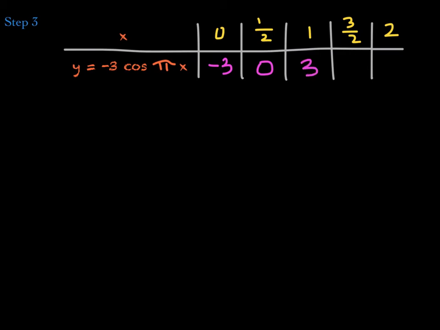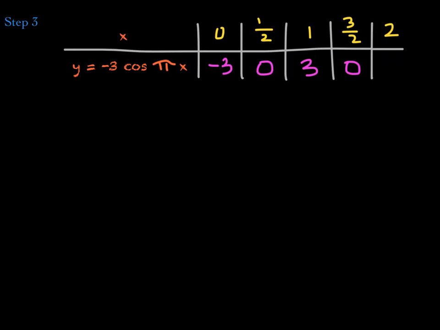Notice the pattern. Minimum, x-intercept, maximum. I expect to get an x-intercept again. 3/2. 3/2 times pi is just 3 pi over 2, and cosine of 3 pi over 2 is 0. Negative 3 times 0 is 0. And I expect to end this thing at a minimum.